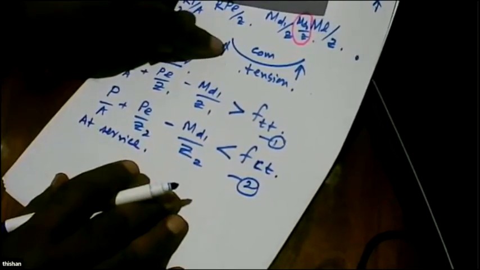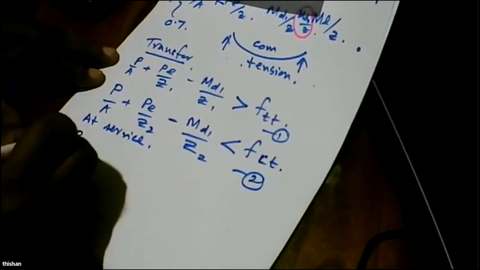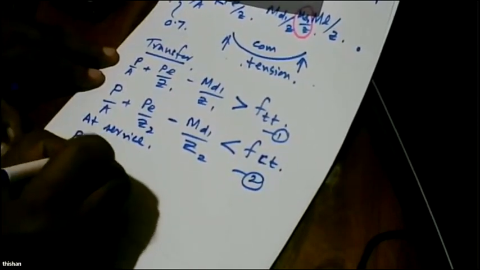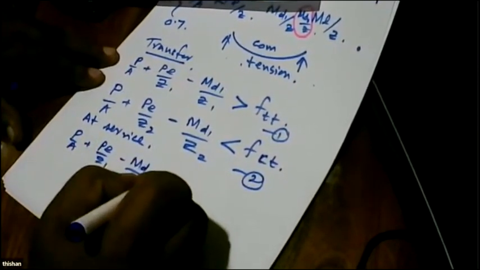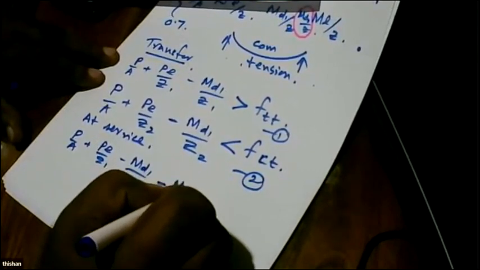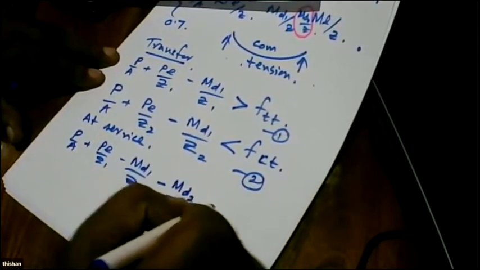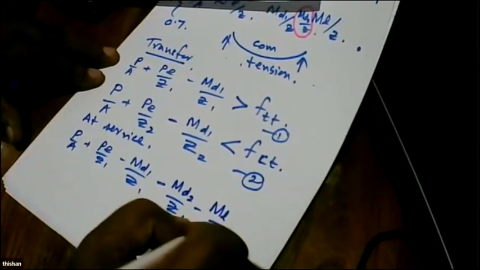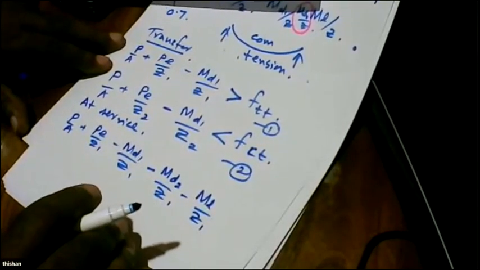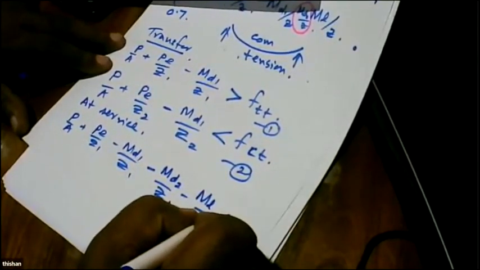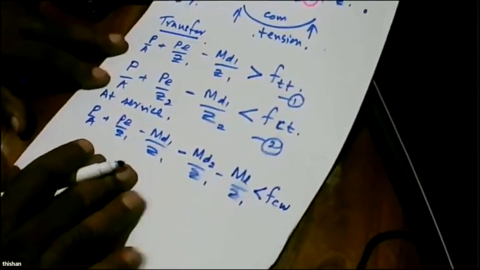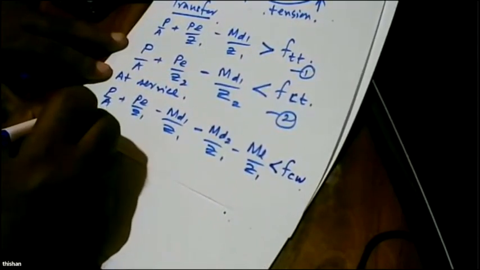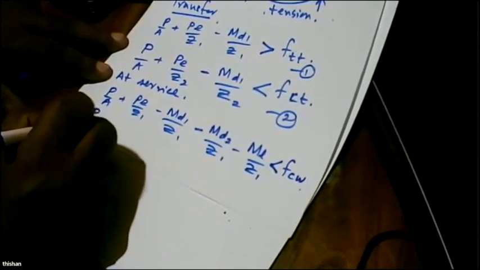it is going to behave like this. So you get P over A plus P e over Z1 minus MD1 over Z1 minus MD2 over Z1 minus M live over Z1. We are talking about the top fiber, and it's going to fail in compression. So it should be less than the compression allowed under working conditions. Then you can write the same equation for the bottom fiber.